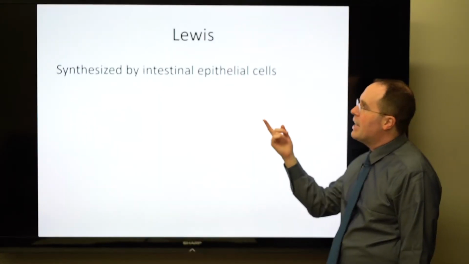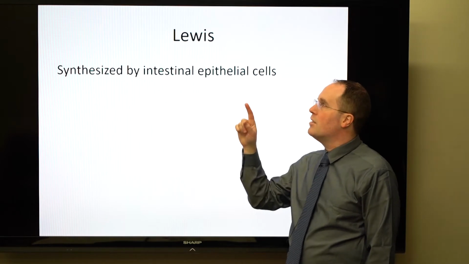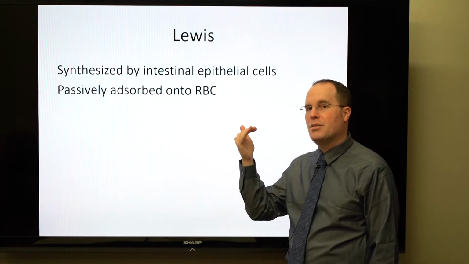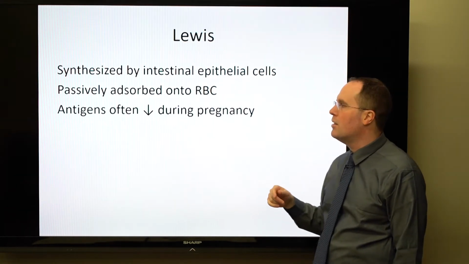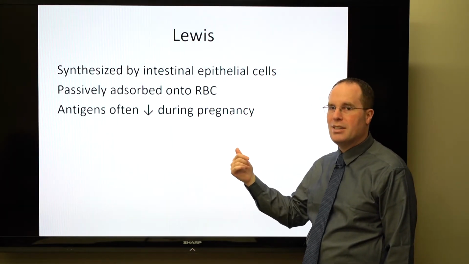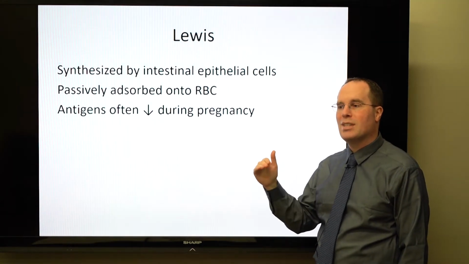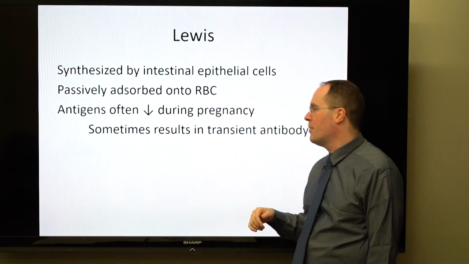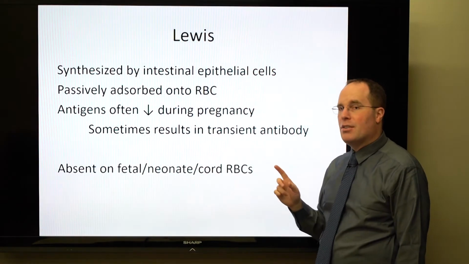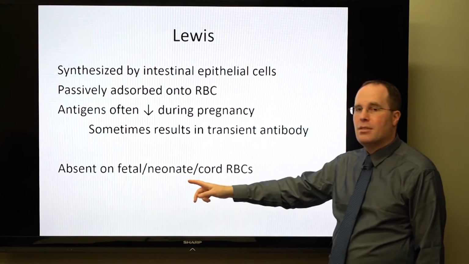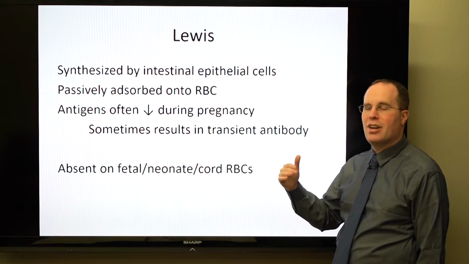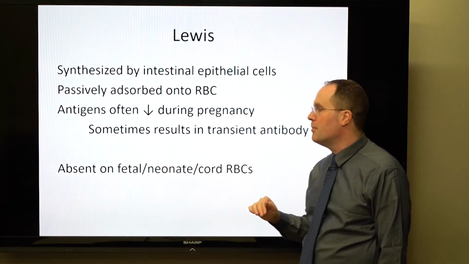So Lewis antigens are a little bit different from your typical red cell antigen. Lewis antigens are synthesized by intestinal epithelial cells, so they're not intrinsic to the red cell. They're passively adsorbed onto the red cell. And antigens sometimes will drop their expression levels during pregnancy. Sometimes they'll go from slightly positive to actually negative. And if that were to happen, sometimes it will result in a transient antibody. And it's also worth remembering that Lewis antigens are absent on fetal, neonate, and cord red cells. So Lewis antigens are not yet expressed on neonates.